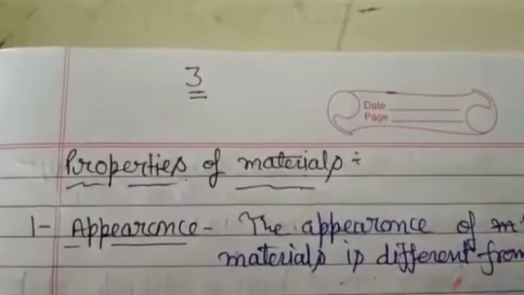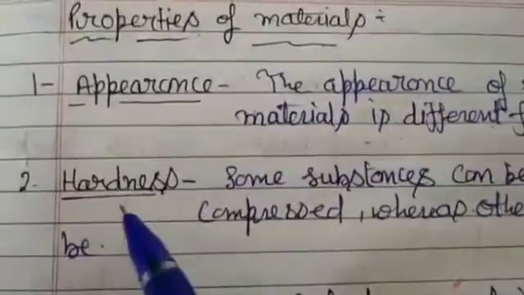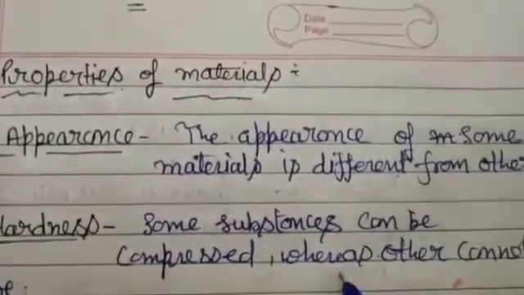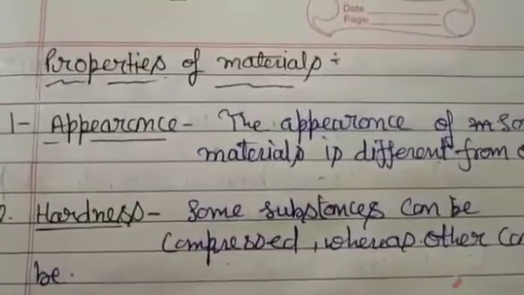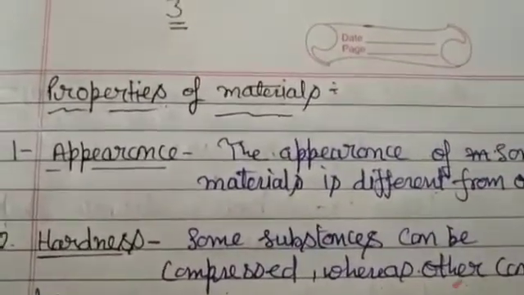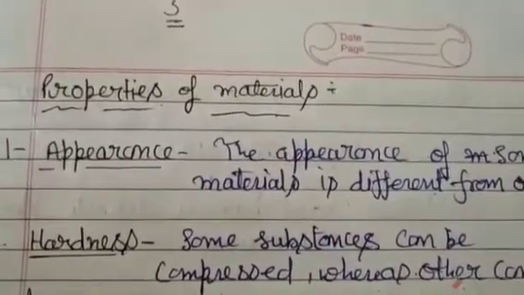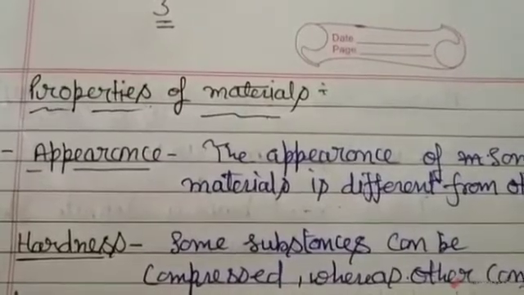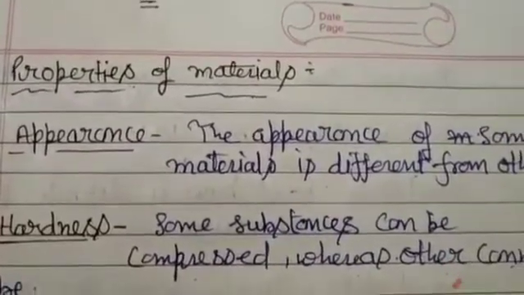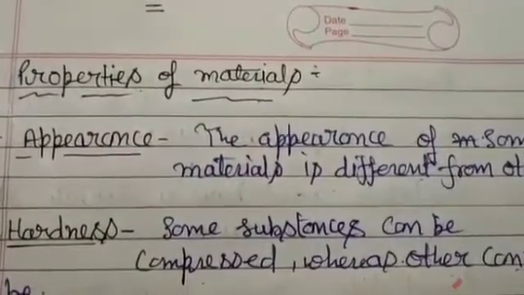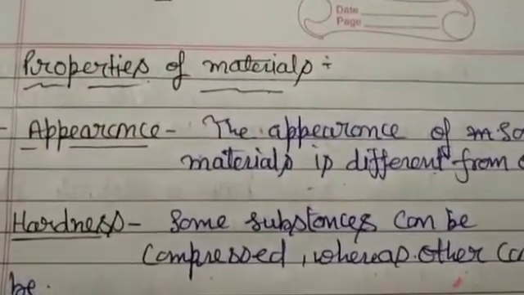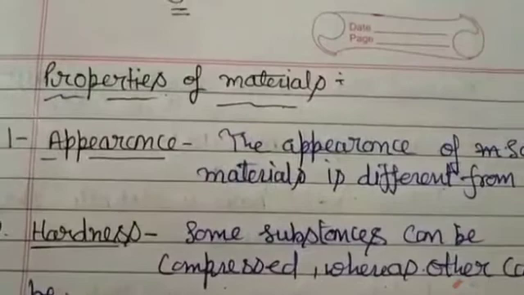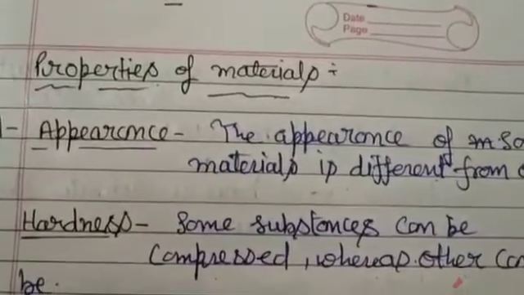Second one, hardness. Some substances can be compressed whereas others cannot be. For example, if you try to compress a wooden bar, you will not be able to do so. A teddy bear made of cotton and sponge can, however, be easily compressed, because that is a soft material. A wooden knot cannot be compressed because that is hard. The materials that can be compressed, you can say, are soft materials, and the materials that cannot be compressed are hard materials.